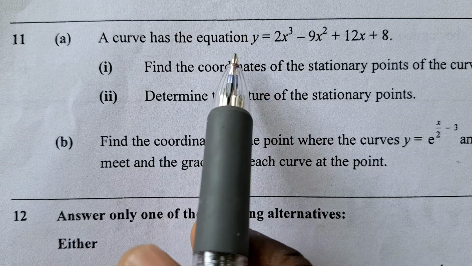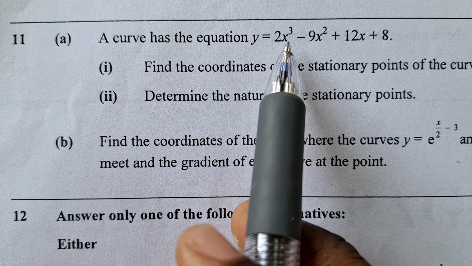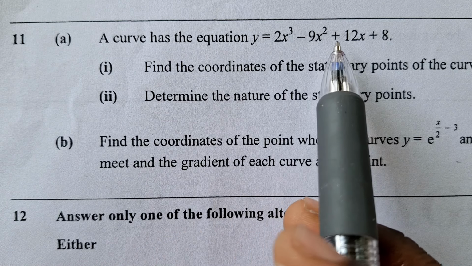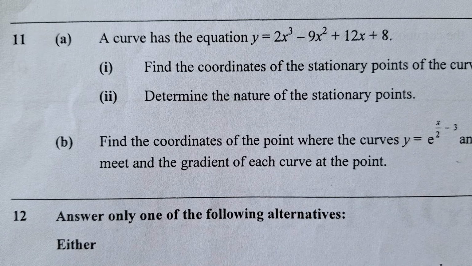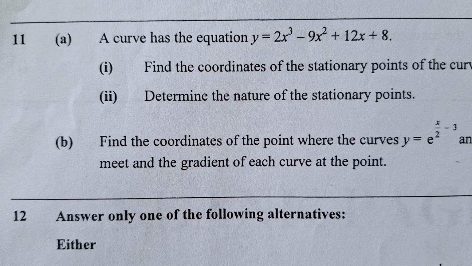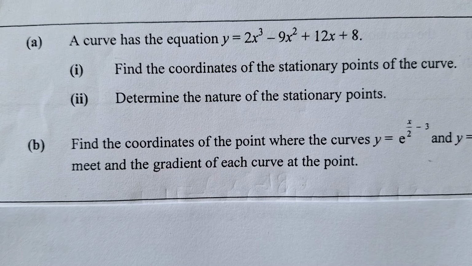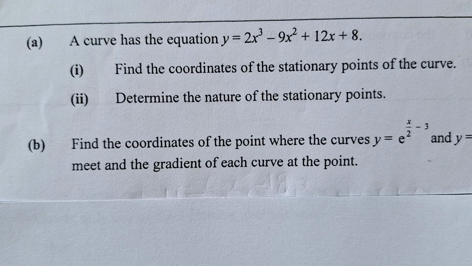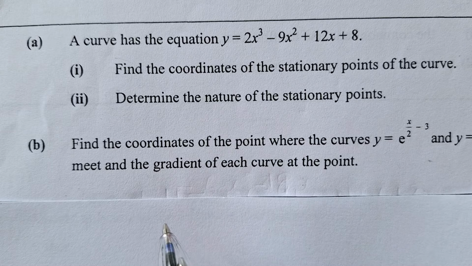A curve has the equation y is equal to 2x power 3 minus 9x power 2 plus 12x plus 8. Find the coordinates of the stationary points of the curve. That's the first question.